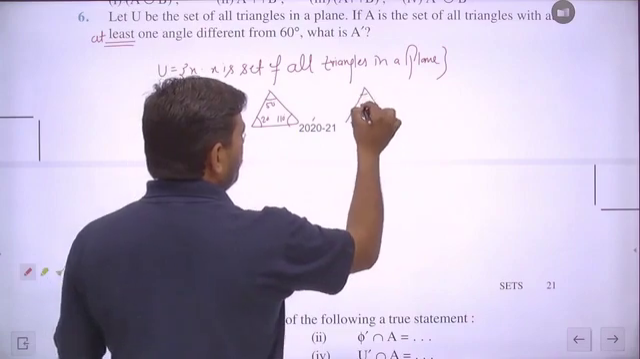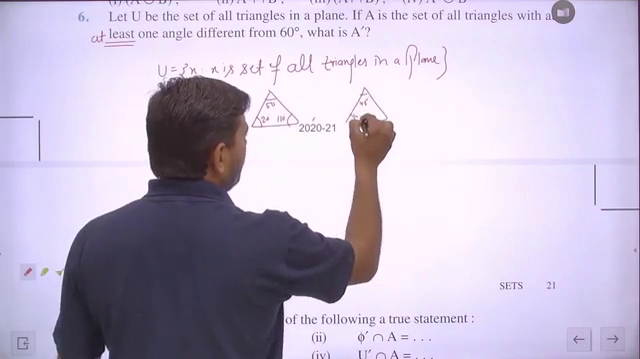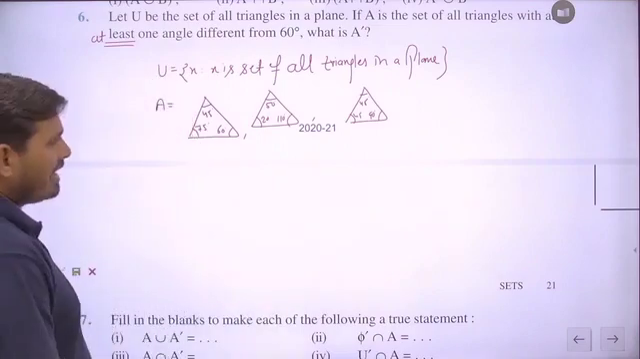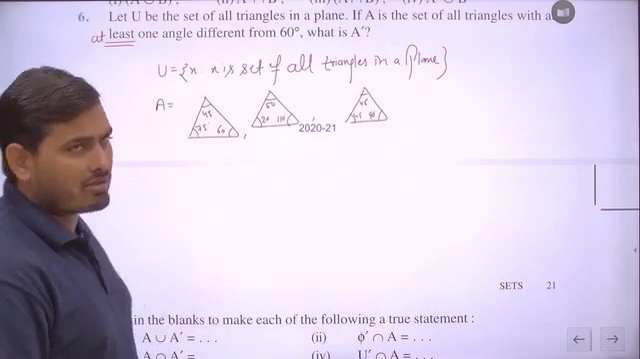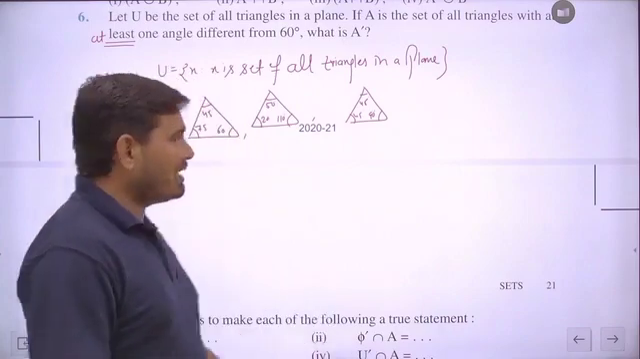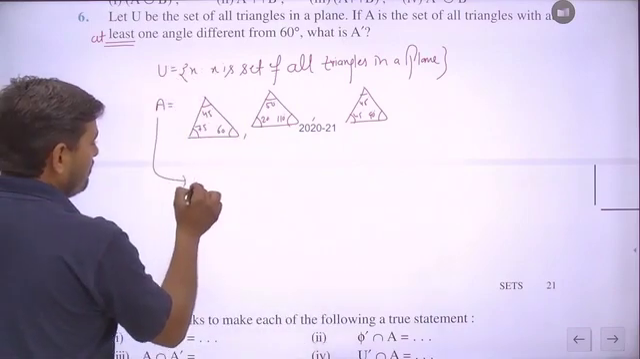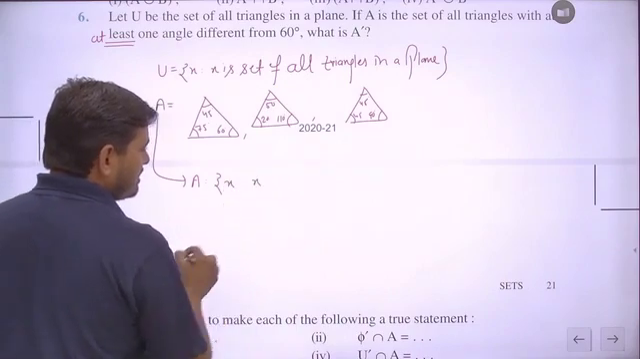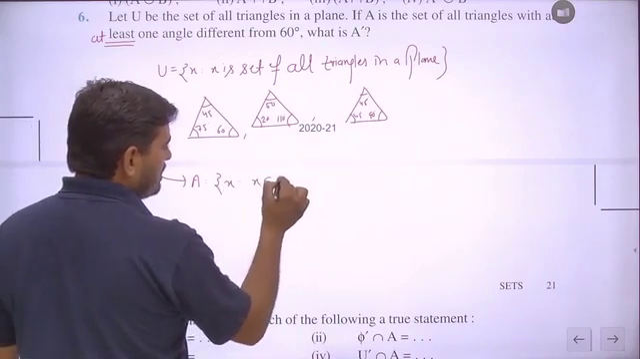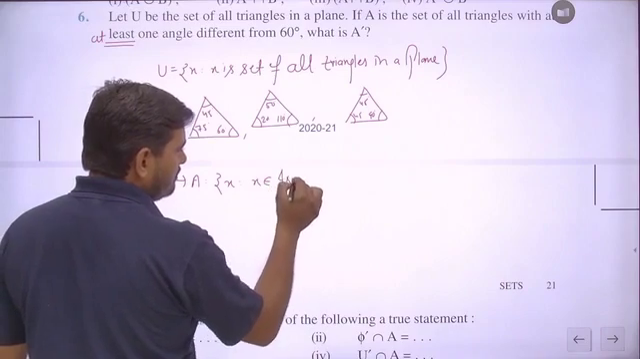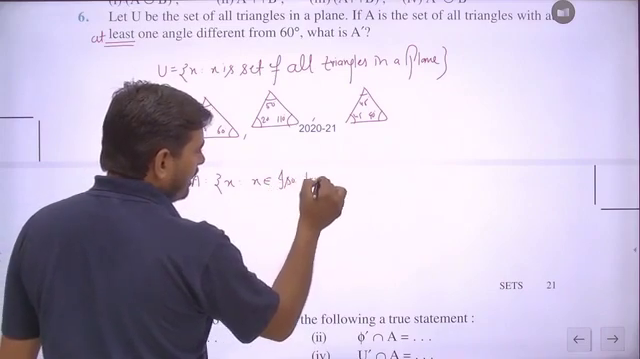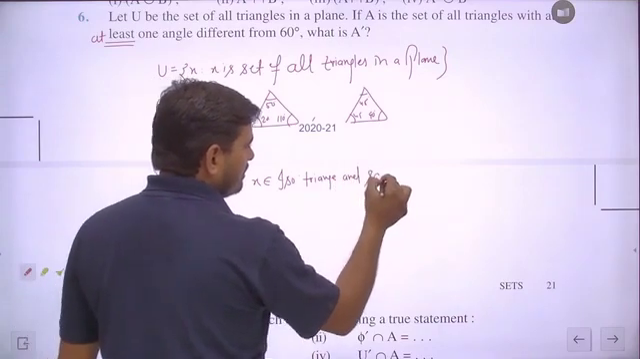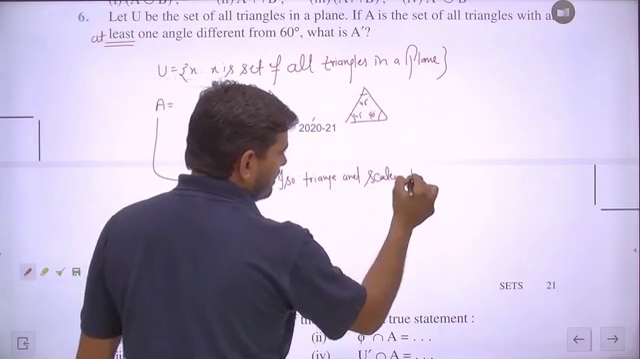Suppose here 45 and here 45 and here 90, you can take a triangle like this. Means the scalene and isosceles triangles get included in the set A. So the set A will be represented like this: X such that X belongs to isosceles triangle and scalene triangle. Is it to be clear?